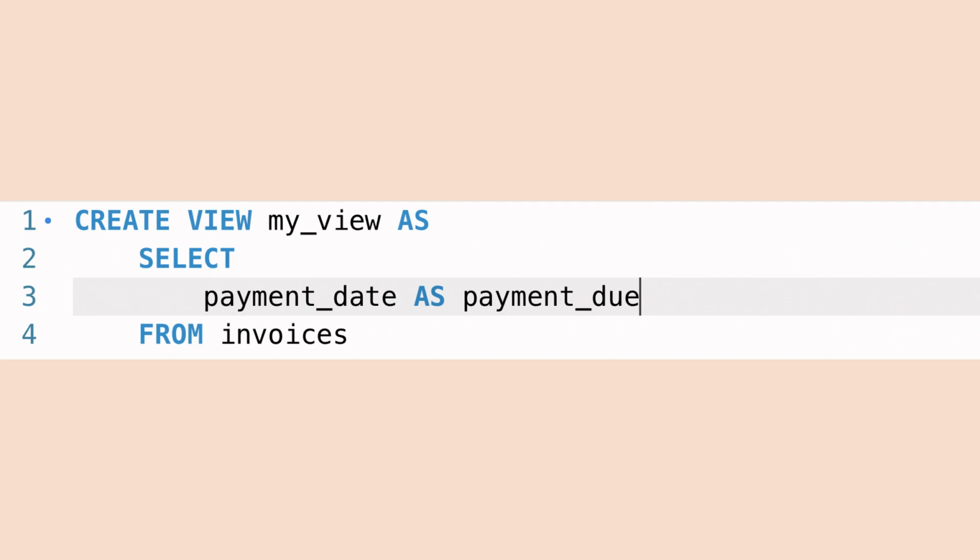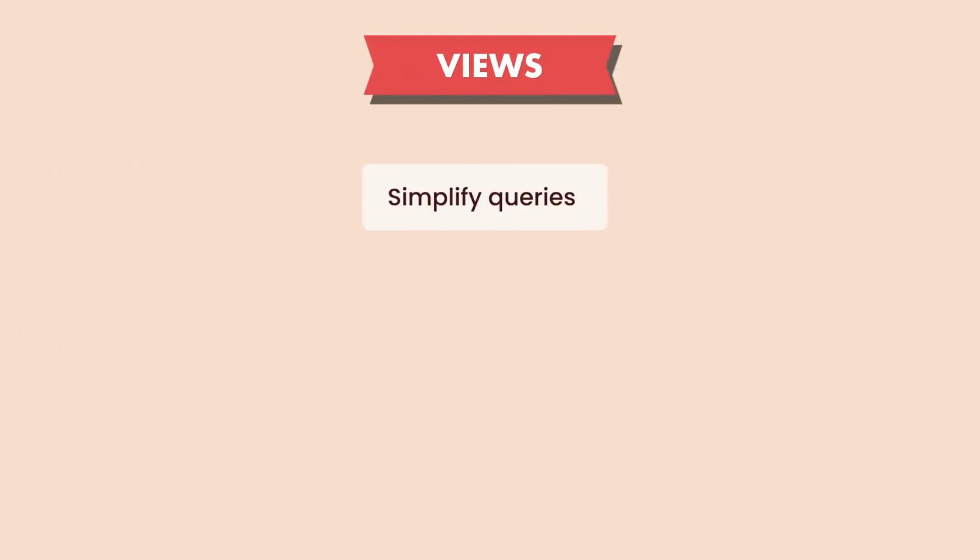If all our queries are based on this view, they will not be affected by a change in the underlying table, the invoices table. So, views provide an abstraction over our database tables, and this abstraction reduces the impact of changes. There is also another benefit to using views.